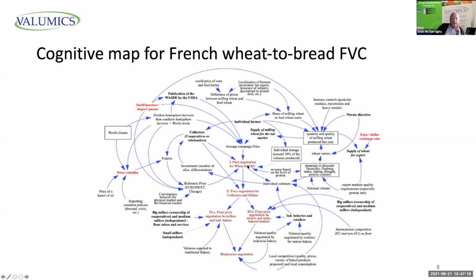So what are the things that would affect this price negotiation? Well, obviously the collectors themselves and the farmers. Collectors are the cooperatives or wholesalers. The average campaign price, the revenue, is based on the level of protein and a number of other different impacts. And you can see that there's many different factors being captured here. For example, exchange rates between euros and dollars, the world climate, the price of a barrel of oil has an effect on price volatility and futures, which then in turn affect reference prices for wheat.